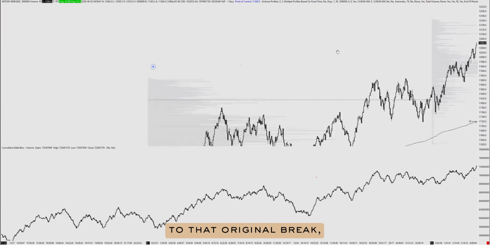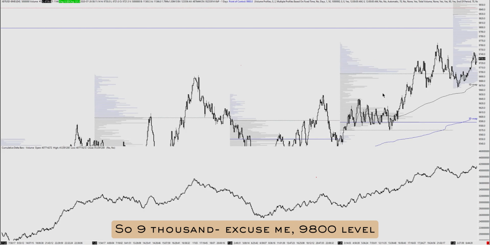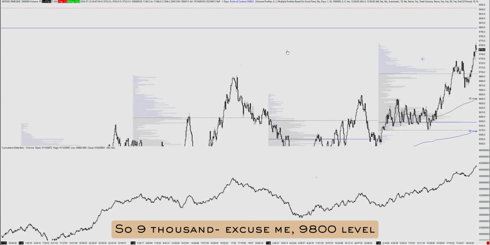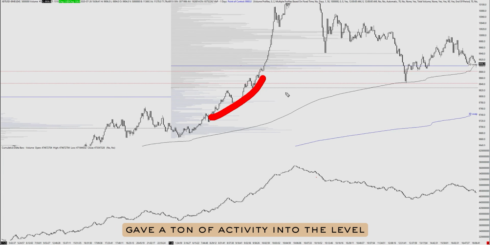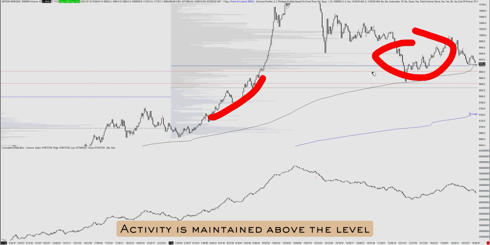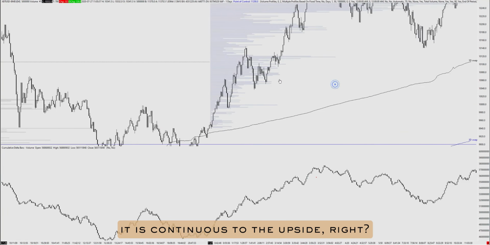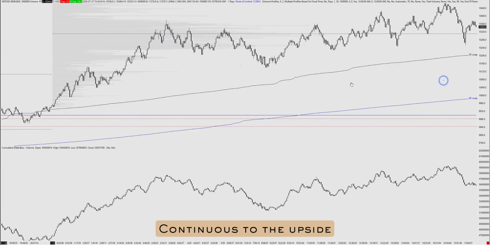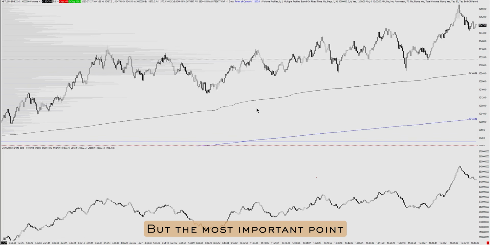So when we go back to that original break, just to reiterate one more time, the 9,800 level. We see into that break, we have a ton of activity into the level. Activity is maintained above the level. And then more recently, as we move forward, it is continuous to the upside. There are going to be points where it's thin up here, but the most important point is that through the break we see this kind of behavior.